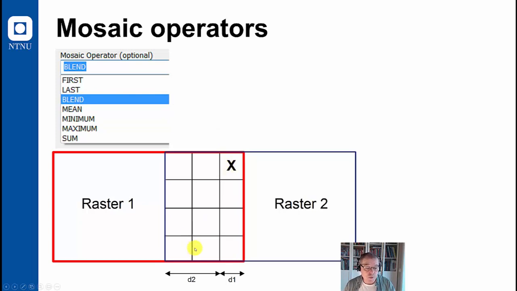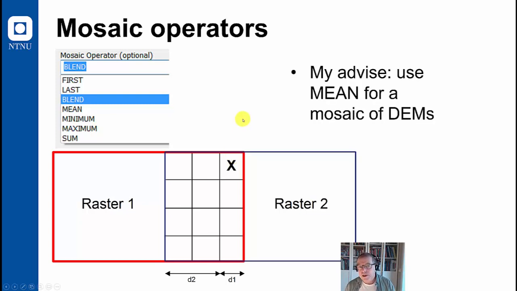The weighting is supposed to work such that if a pixel is close to the edge in one of the rasters, the distance is used in the weighting in such a way that the pixel value which is far from the edge has large influence. So here the pixel value from raster two would have higher weight. In my experience with this software, blend sometimes gives some surprisingly strange results, so I usually use the mean when I want to mosaic digital elevation models.